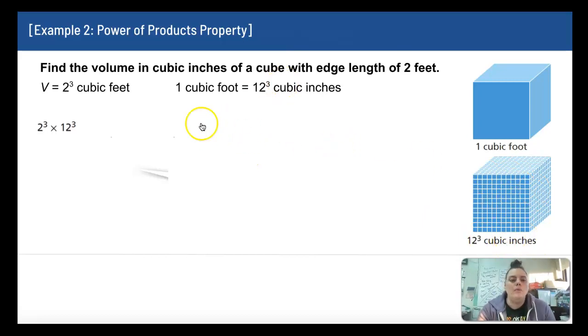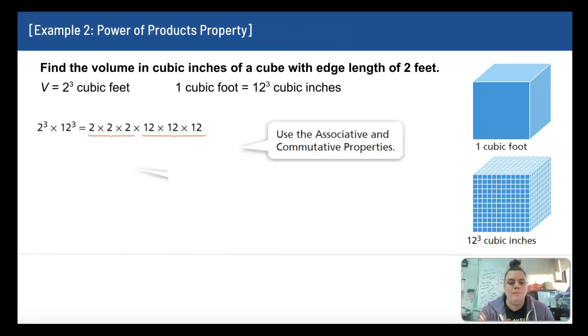So when we are figuring this out, to convert 2 to the 3rd cubic feet, we need to multiply by 12 to the 3rd to figure out how many cubic inches it is. So we've set that problem up right here. And we can expand that out like we did with the first problem. We see it's 2 times 2 times 2 times 12 times 12 times 12.